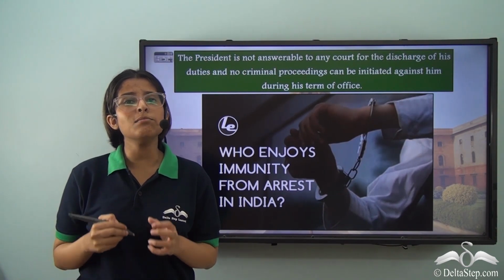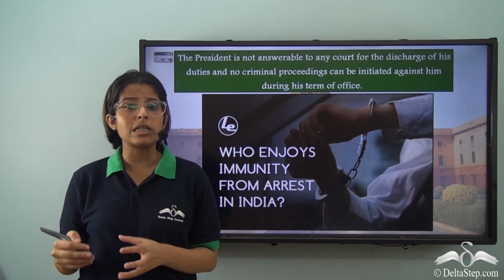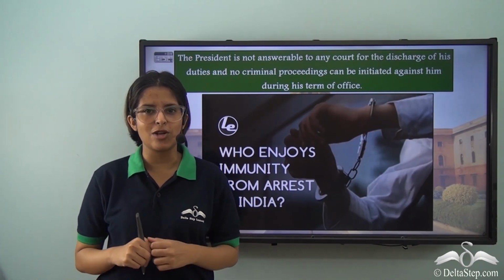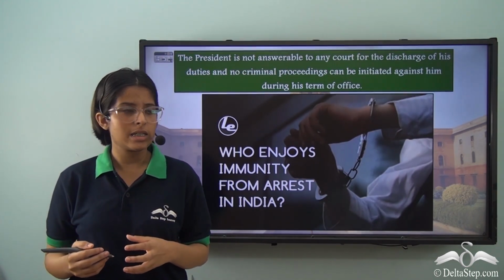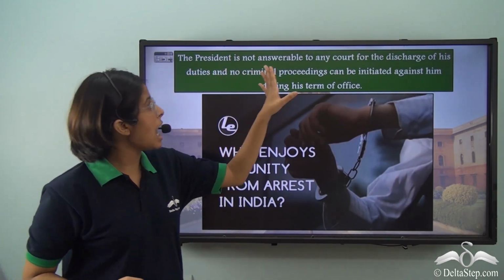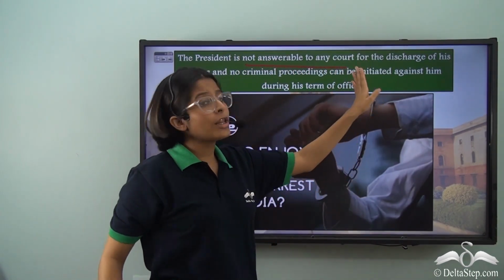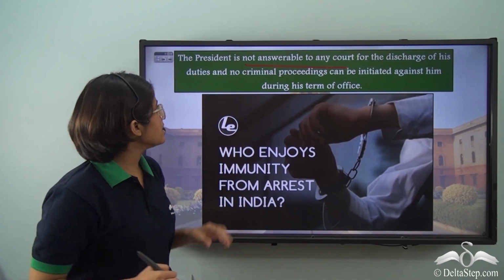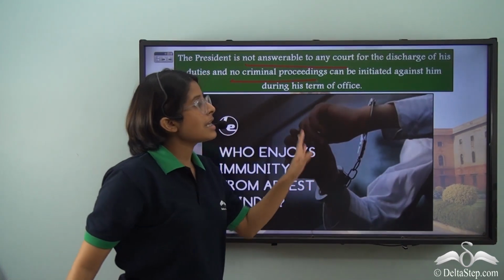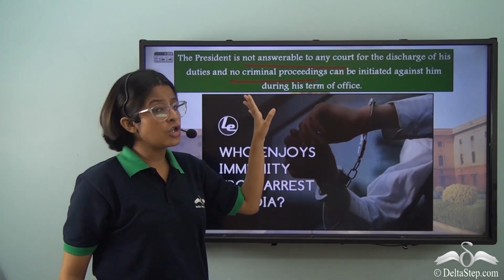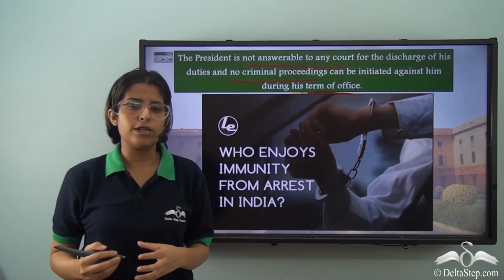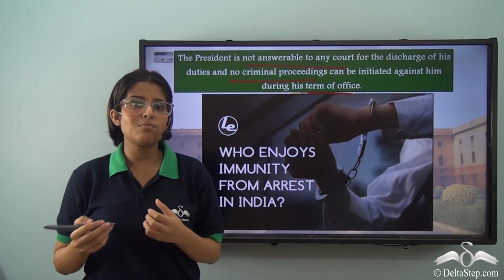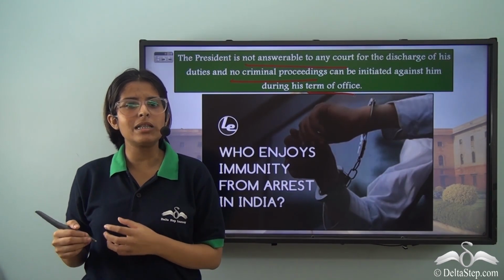Secondly, the President has some immunities, that is freedoms from certain legal penalties or actions that make the President different from the citizens of the country. What are these immunities? So the President is not answerable to any court for the discharge of his duties. This is the first immunity. And the second immunity is that no criminal proceedings can be initiated against him during his term of office, which means that no legal proceedings can be initiated against the President during the time of his being the President.